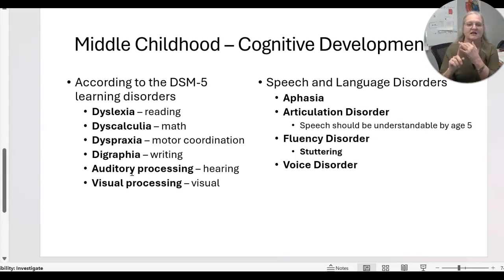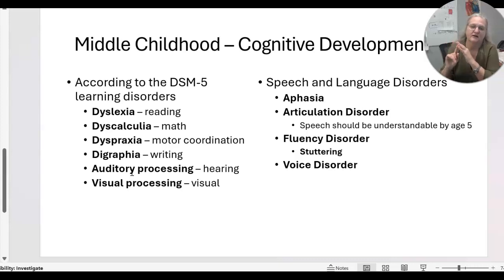We have dyscalculia, which refers to learning of math and mathematical processes. You have dyspraxia, which is associated with motor coordination. So a child who cognitively is able to do all the other things, but is very clumsy or has difficulty learning how to move their body through space. Dysgraphia, that might be a spelling mistake on that one. I thought there was an S in there. Dysgraphia is learning how to write and create letters.